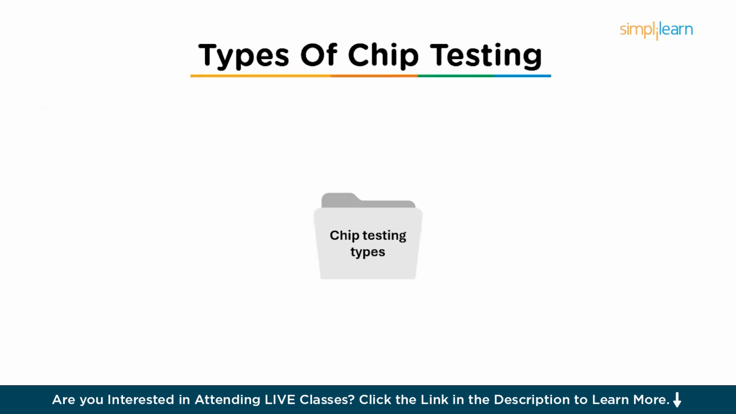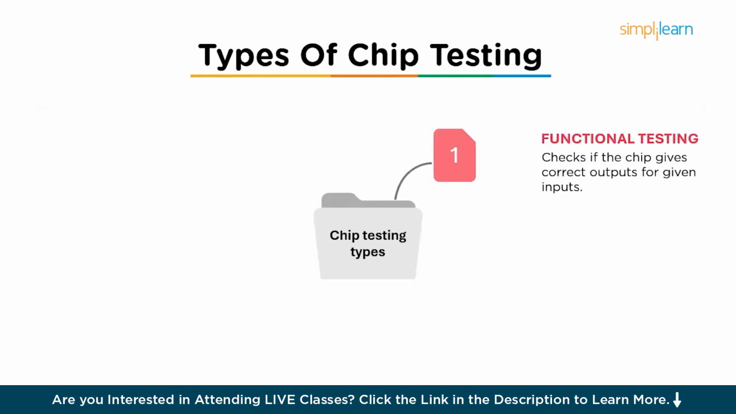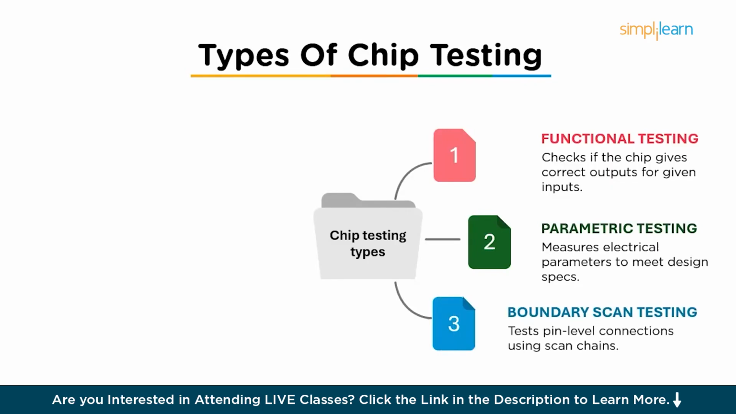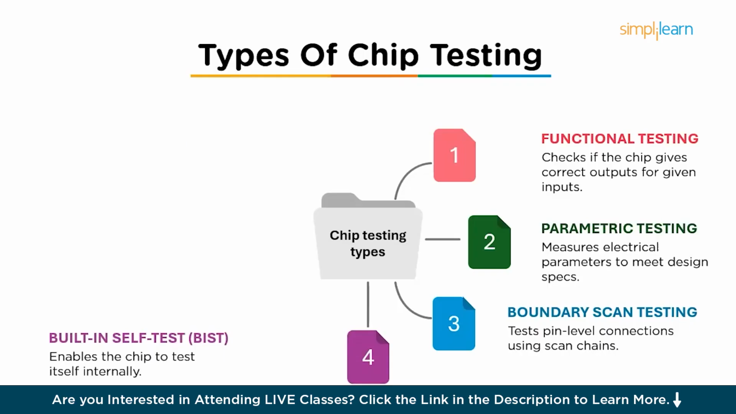So what are the types of chip testing? The first one is functional testing. It checks if the chip gives correct output for given input or not. Then comes parametric testing. It measures electrical parameters to check that they meet design specifications. Then comes boundary scan testing. It tests pin level connections using scan chains. Then comes built-in self-test, which enables the chip to test itself internally.